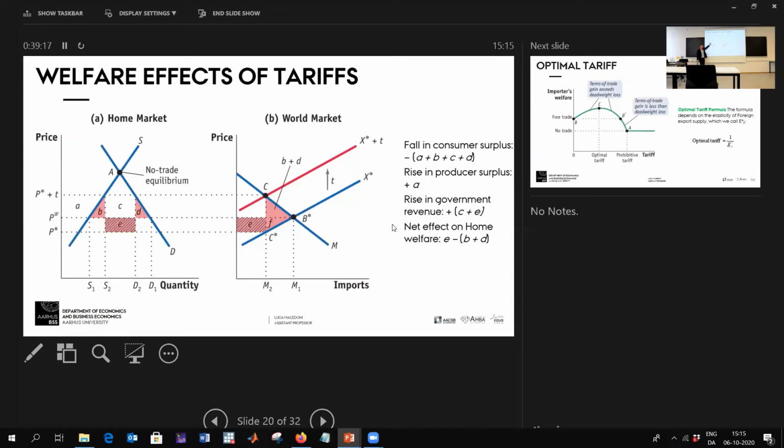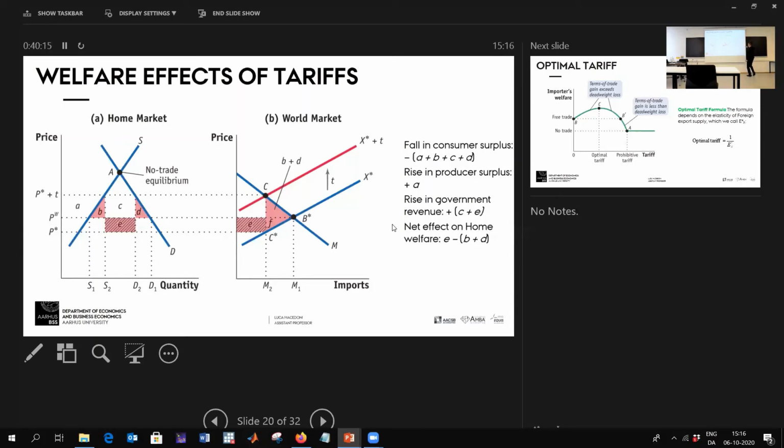What is the tariff? The tariff is not P star plus T minus PW, so not the rectangle C as we've seen before. It's the segment between P star plus T and P star. So the government revenue is this area, C plus E, because the height of this rectangle is the tariff, T, P star plus T minus P star. And the base of this rectangle is D2 minus S2, the import quantity.